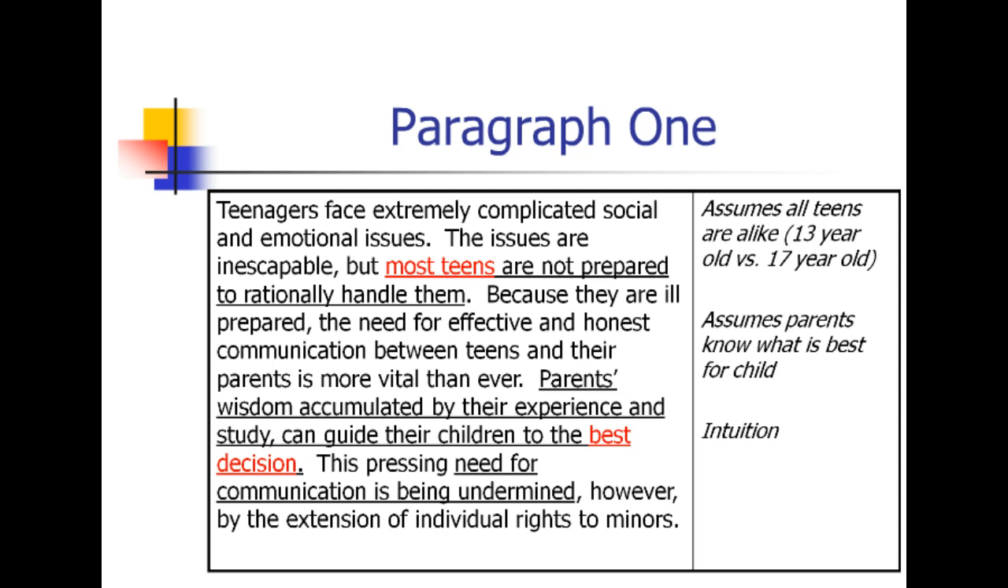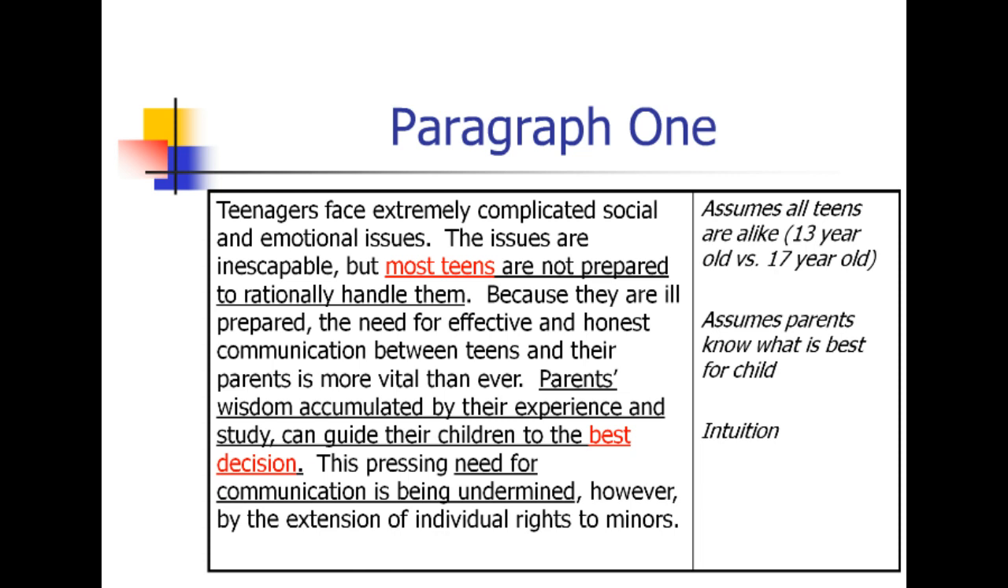This reason also contains an ambiguous term that I have pointed out in red. This term, most teens, is ambiguous since we don't know if the author means 51% of teens or 99% of teens, and this could make a big difference. We also have no idea where the author got this information.